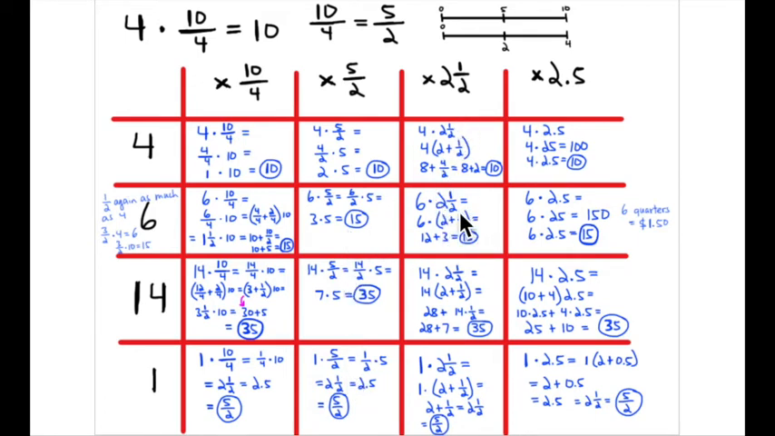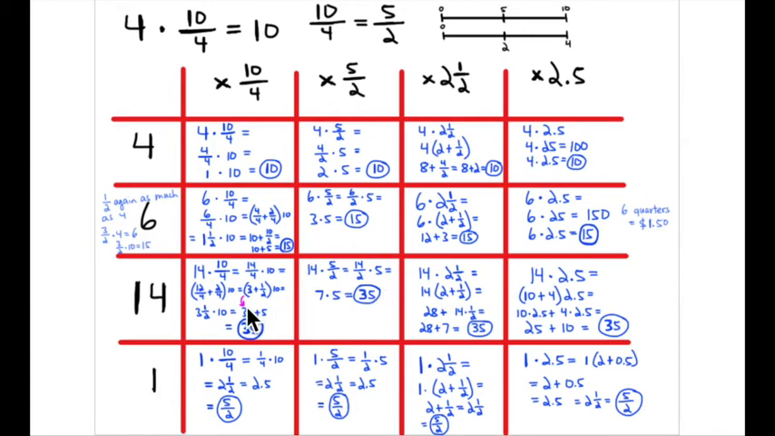6 times 2 and a half, separate out the 2 plus 1 half. 6 times 2 is 12. 6 times 1 half, what's 1 half of 6? That's 3. 12 plus 3 is 15. And finally, 6 times 2 and a half, you work through this, you're going to get 15. 6 times 25 is 150. Think about 6 quarters. 6 quarters is equal to 150 cents, or $1.50.